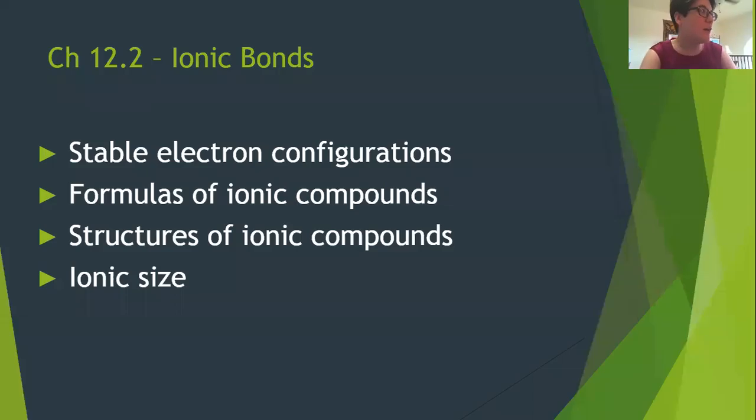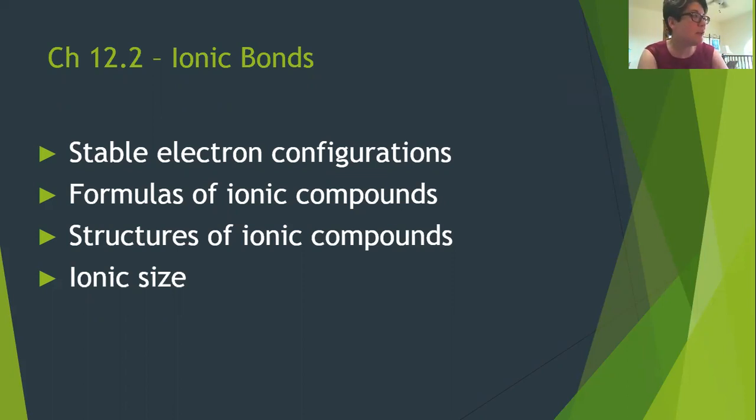Okay, so this is chapter 12.2 on ionic bonds, and a lot of this is going to seem like a review. We're just applying some of the things that we've learned to ionic bonds. Remember, those are between metals and nonmetals, and that's when we're giving and taking electrons. So we're giving electrons from metals, and then the nonmetals are taking the electrons, and that's an ionic bond.